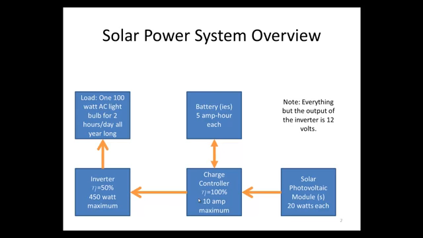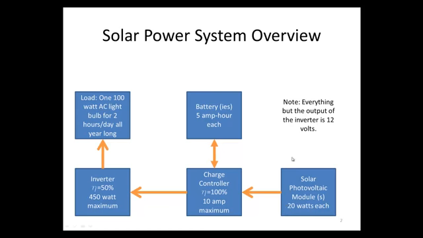We're also going to include some batteries in our system. Right now we don't know how many. We rate batteries in amp hours, and again, 1 amp hour is providing 1 amp for 1 hour. We're going to say each battery can hold 5 amp hours, so we'll have to figure out how many we need. Then we also have our solar photovoltaic modules, which take sunlight from the sun and make electricity. We're going to say they're 20 watts each, and again, we're going to have to figure out how many of those we want.